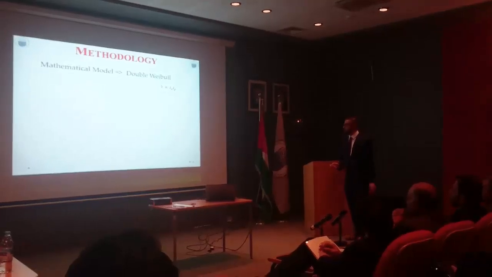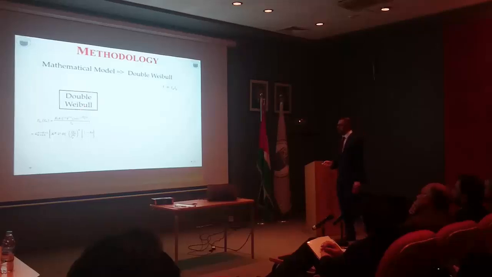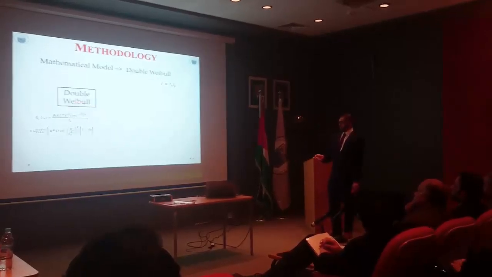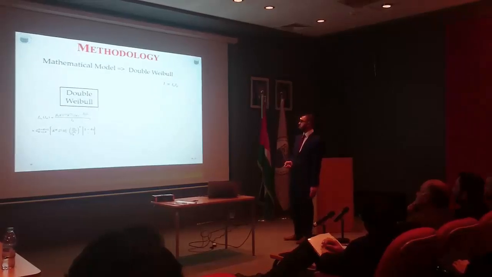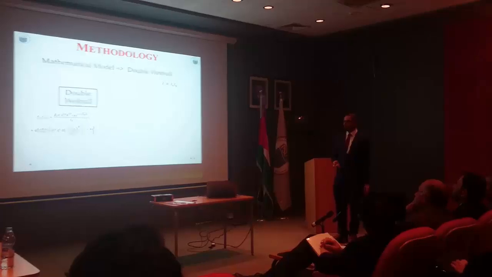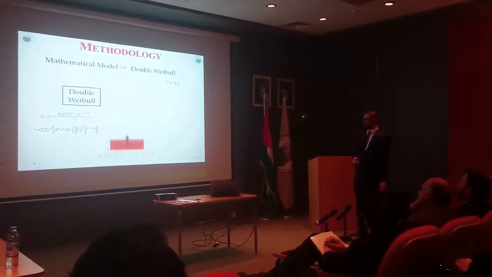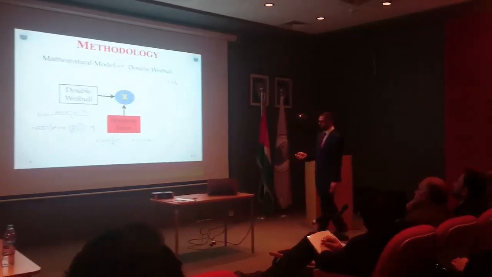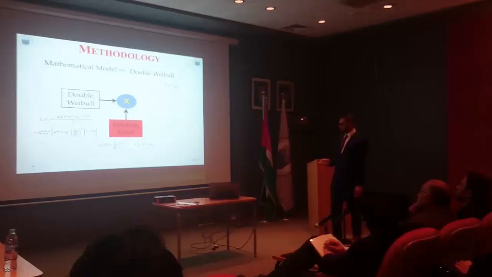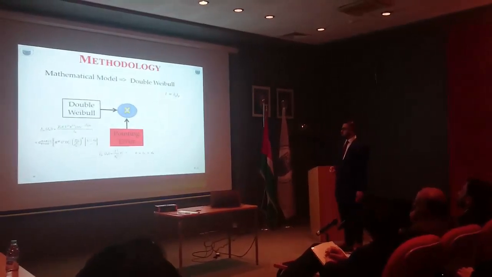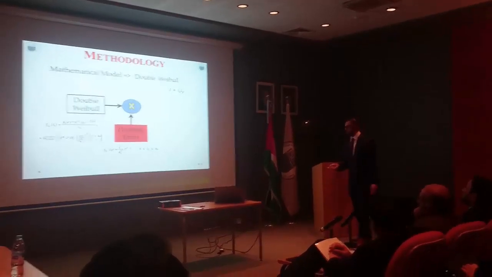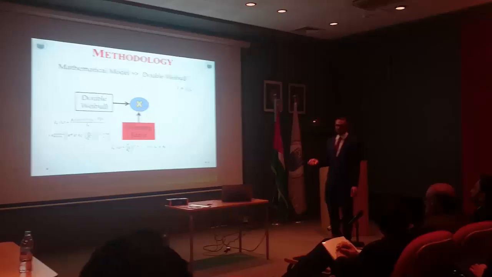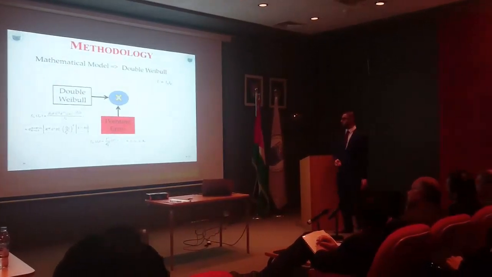Methodology. We need a mathematical model, and we choose here the double Weibull one. This is the equation for the double Weibull mathematical channel model. Now we need to embed the pointing error effect with this equation. So we have the pointing error model here. One main parameter is zeta. Zeta represents the pointing error. If zeta is equal to 1, it means we have a high pointing error case. And if zeta goes to 5, 6, to infinity, we have negligible pointing error effect. So we need to combine the two of these.